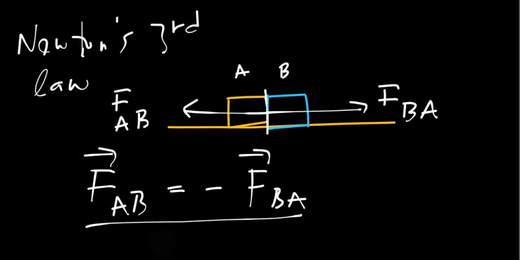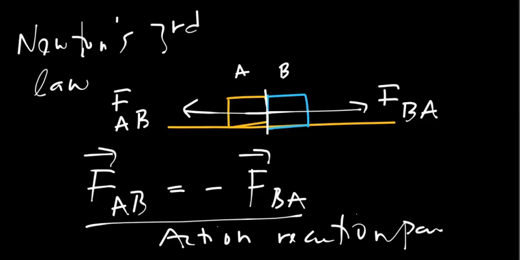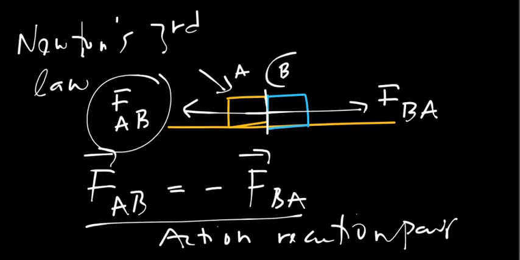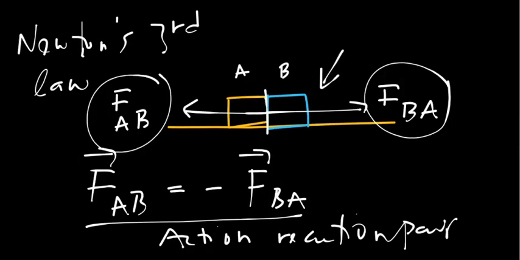Such a pair is called the action-reaction pair. So that means if a force, say FAB, acts on A due to B, then there is a force FBA on B due to A that obeys this equation. That is the essence behind Newton's third law.